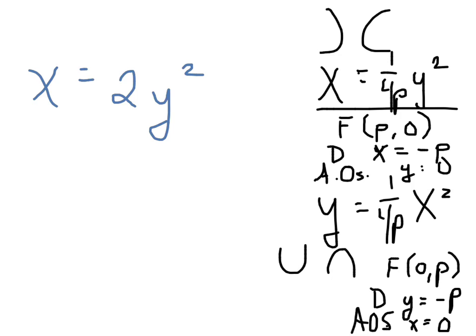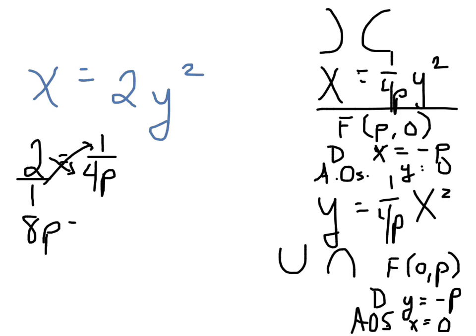Now, how do you find the P? Well, in the equation, do you see where it says 1 over 4p in front of the y squared? What number is in front of the y squared? 2. So you take 2 and set it equal to 1 over 4p. How do you solve for p? First I'm going to put the 2 over 1, and then I'm going to cross multiply, right? That gives me 8p equals 1. Now what? Divide by 8, and what's 1 divided by 8? 1/8. Not 8. 1/8. Right?